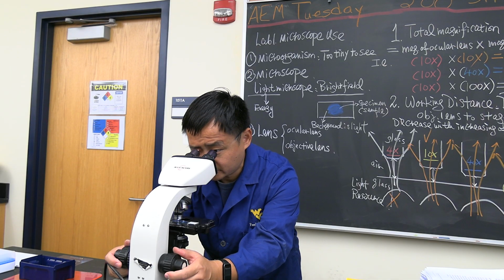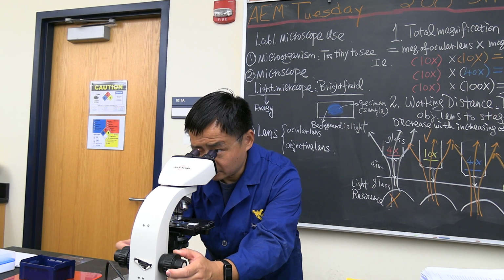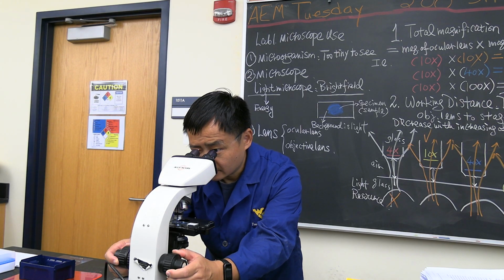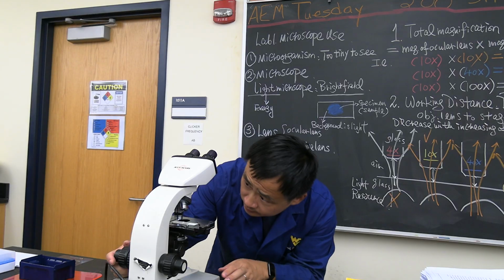We call it a coarse focus. Go down a little bit. Go down a little bit. Go down a little bit. Go down a little bit, to somewhere you can see a lot of specimen.